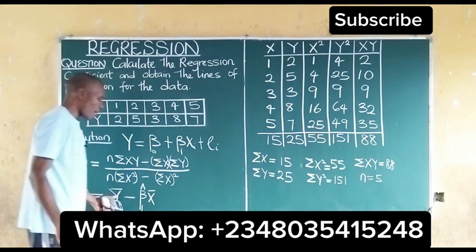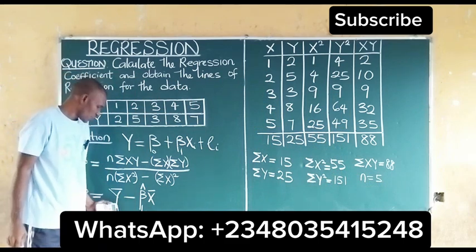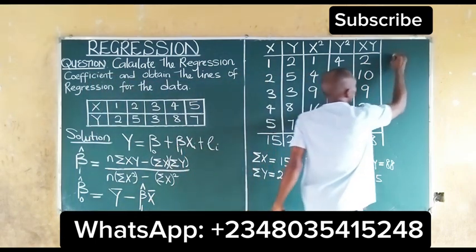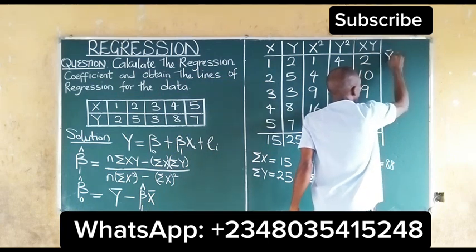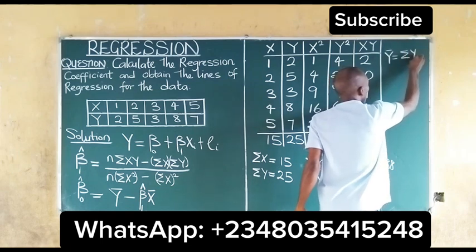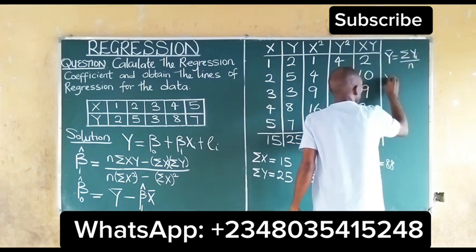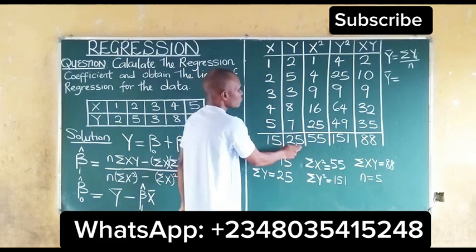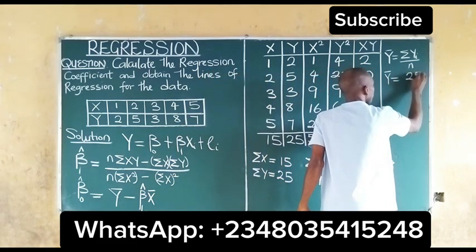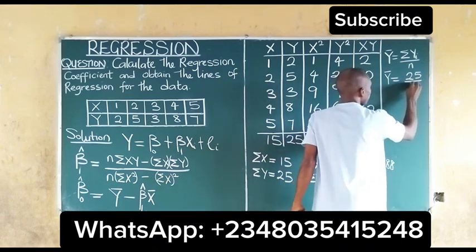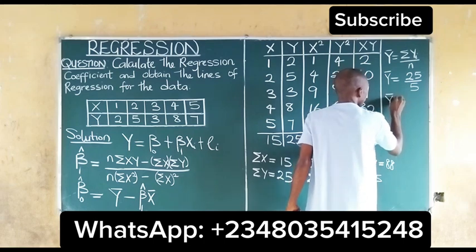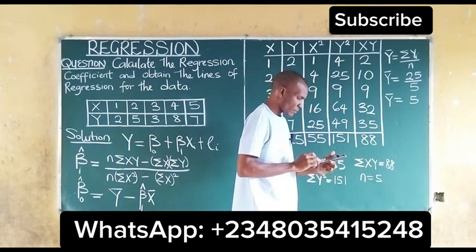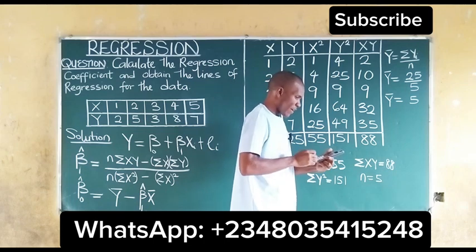We have y bar, which is our y mean. So y bar can be written as summation of yi values all over n. What is the summation of yi values? We have 25, all over our n, which is 5. It then means that our y mean is equal to 25 divided by 5, which is 5.